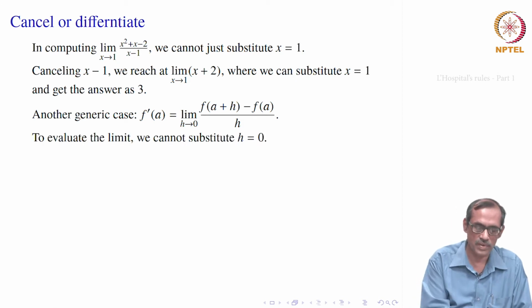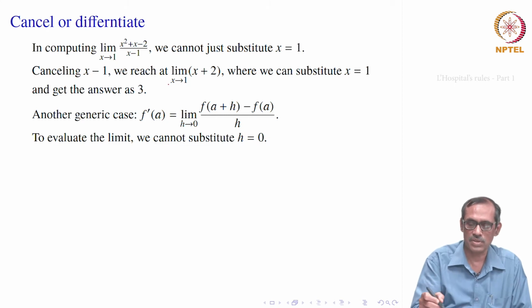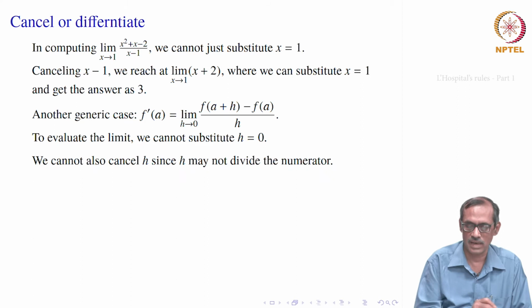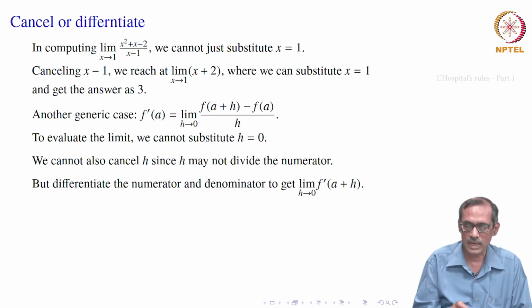And it is also not obvious here whether that h can be factored from f of a plus h minus f of a as in the previous case. We do not know how to factor and cancel this h and then take the limit. That is a problem here, right. But then we can see something else.